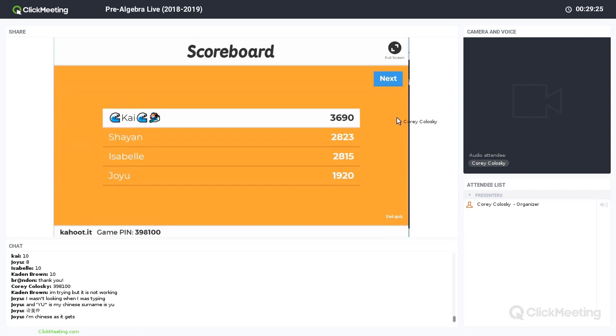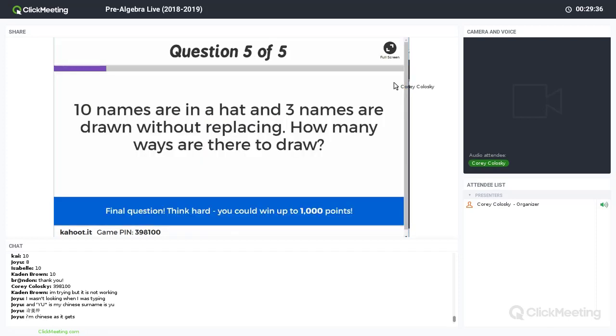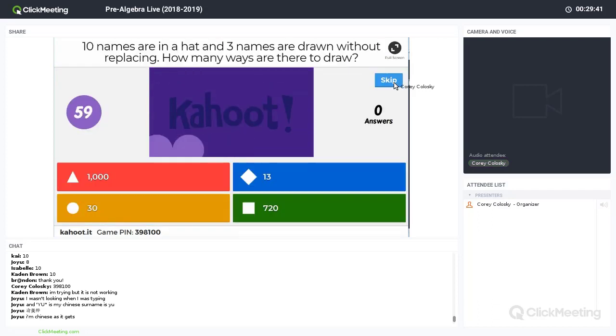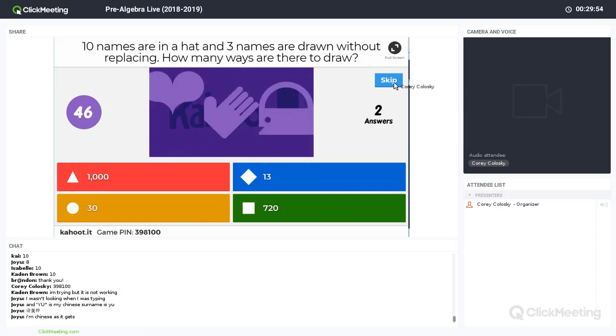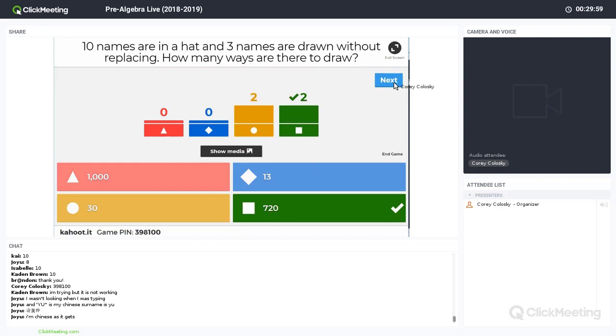All right, so we got Kai taking the lead, first place, Cheyenne in second, Isabel third, and then Joy in fourth. All right, last question already. So here we go, last one. 10 names are in a hat and 3 names are drawn without replacing. How many ways are there to draw? This one I gave you guys a minute to do. Hey, pretty good. So 2 of you guys got it.